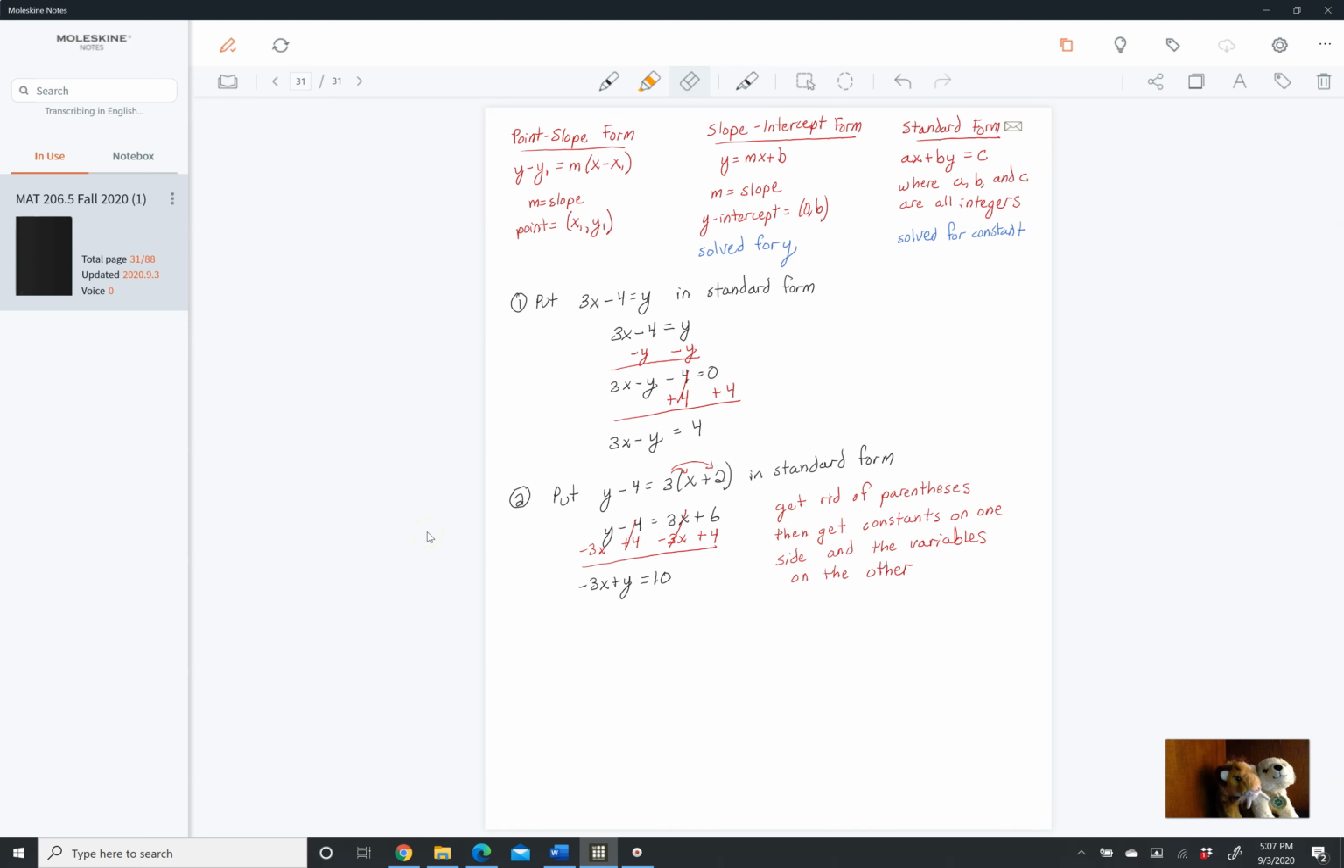Let's take another example. Let's say that we have y minus 2 is equal to 4 times x plus 1. And this time let's put it in slope-intercept form.